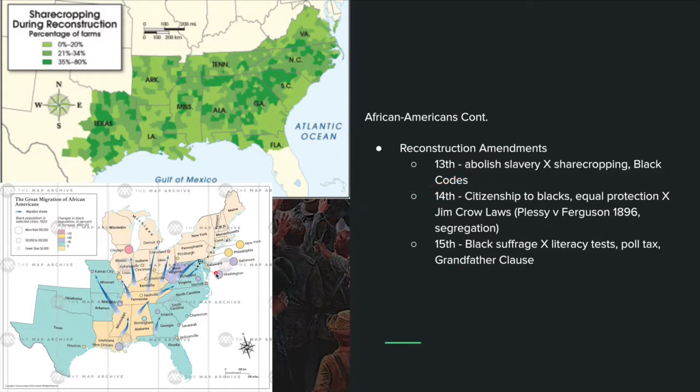Another thing to note, there's something called the Great Migration of African Americans, where due to these conditions, they're going to start moving up into the cities of the North, kind of going a little west too. You can see Chicago, St. Louis, all these areas, they're going to flee up there in this great migration of African Americans.